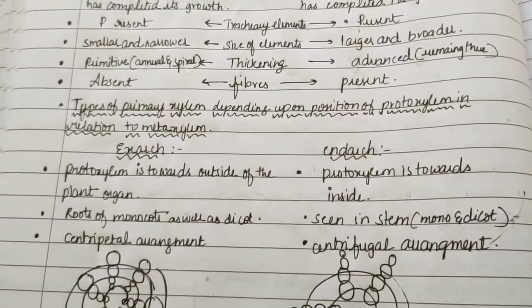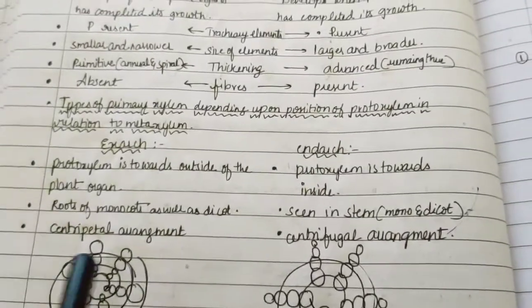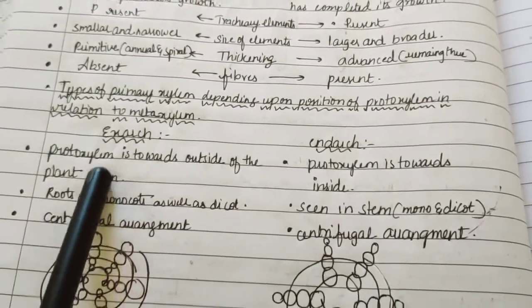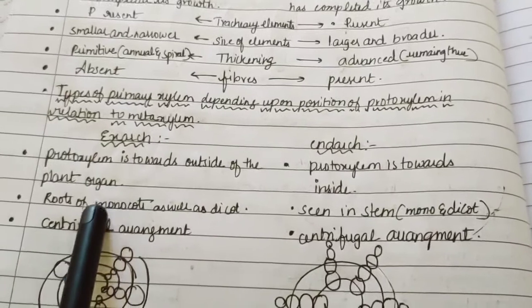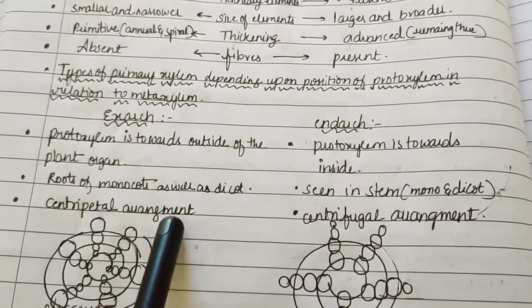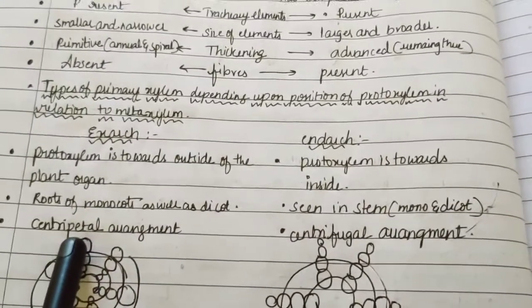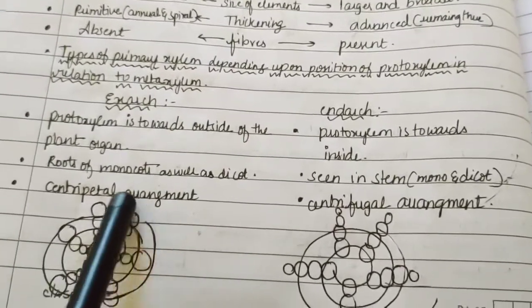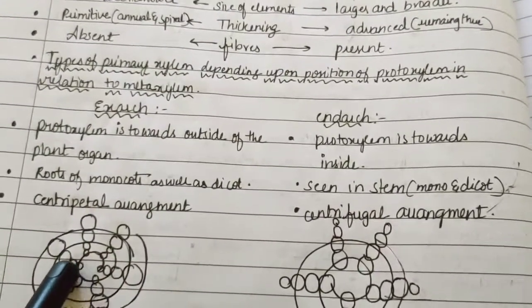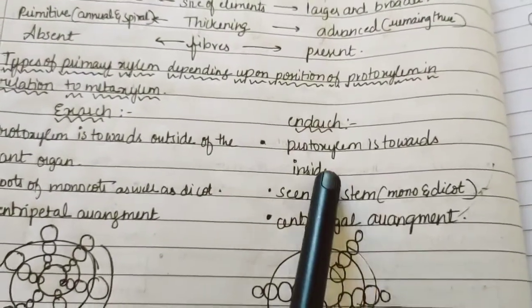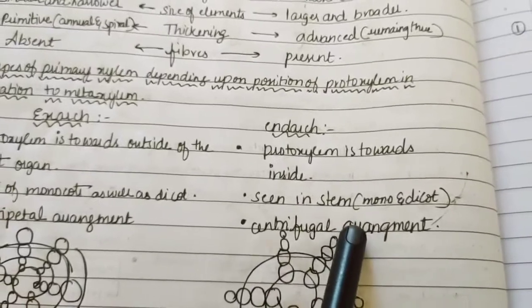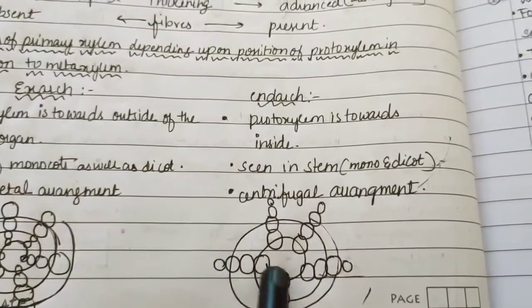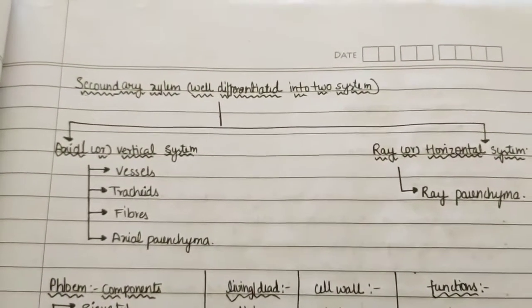Now let us discuss types of primary xylem depending upon the position of protoxylem in relation to metaxylem: exarch and endarch. In exarch, protoxylem is towards the outside of the plant organ. In the roots of monocots as well as dicots we can see this, which have centripetal arrangement, that is, smaller ones are inside and the larger ones are outside. Then endarch, where protoxylem is towards the inside. It is seen in stems of monocots and dicots, where we can see the centrifugal arrangement.